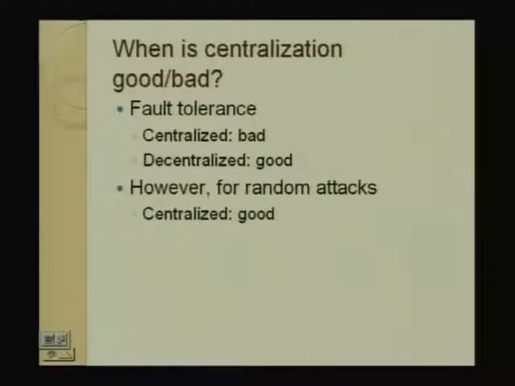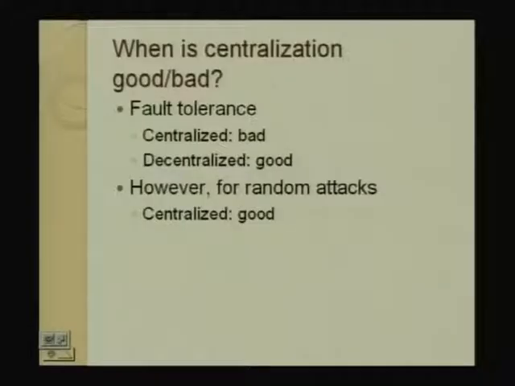However, for random attacks, centralized networks are good. Suppose the nodes which fail are not a targeted attack. There is no opponent sitting there to destroy a particular node. So it is a random attack. Then there will be very few central nodes, right? Suppose a network has a billion nodes, out of which only 10 are central nodes. So 10 by 1 billion is 10 to the power minus 8, which is a really very small number. So for random attacks, it really makes sense to have a centralized network.